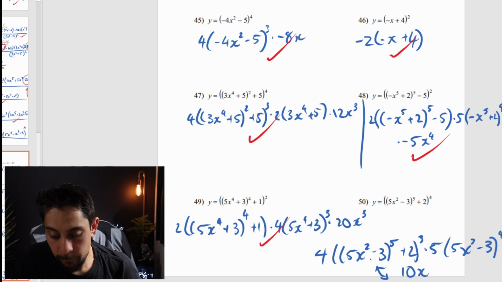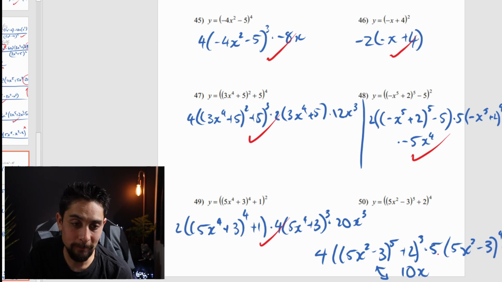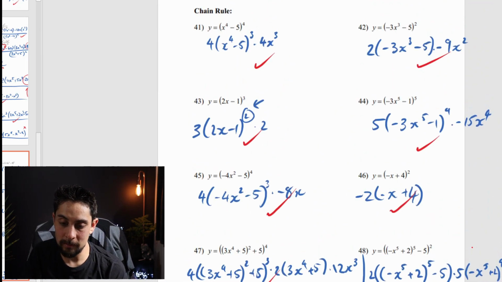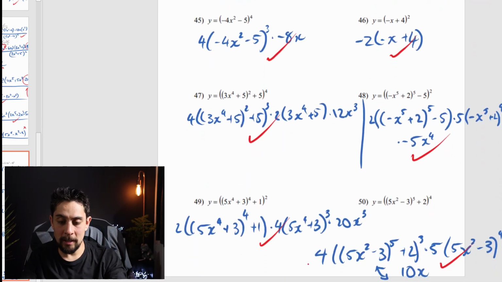yes, and this one's a split line as well. 4, 5x squared minus 3 to the 5 plus 2 to the 3 times 5, 5x squared minus 3 to the 4 times 10x. All the chain rules correct. All right, so got all the chain rules right.